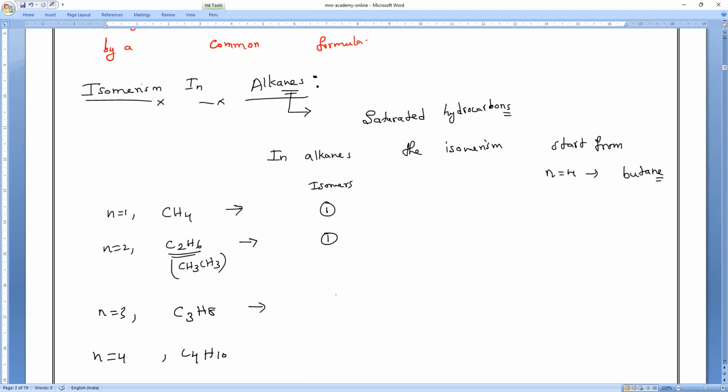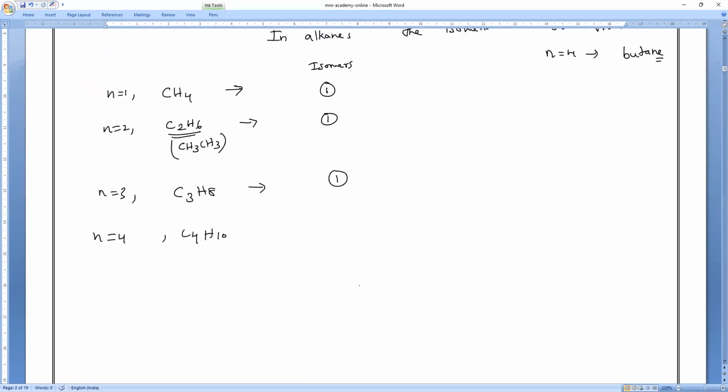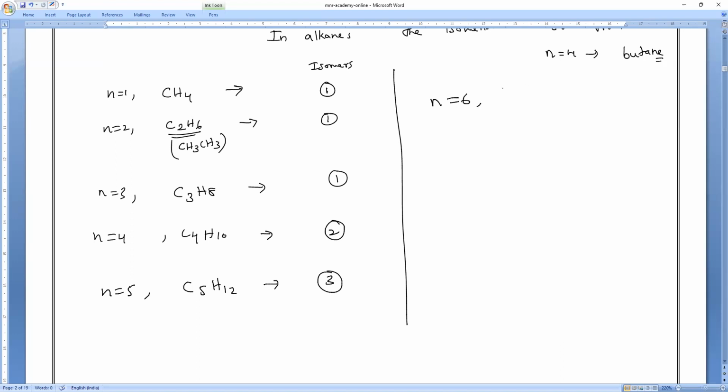For n equals 3, the number of isomers is 1 only. Next, n equals 4: the number of isomers is 2. n equals 5: C5H12, the number of isomers is 3. Please learn up to n equals 10. n equals 6: C6H14, the number of isomers is 5. n equals 7: C7H16, the number of isomers is 9.